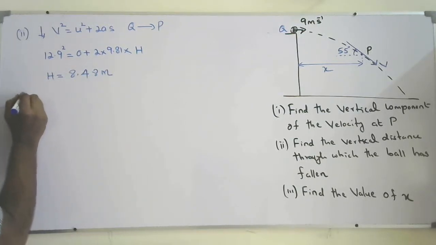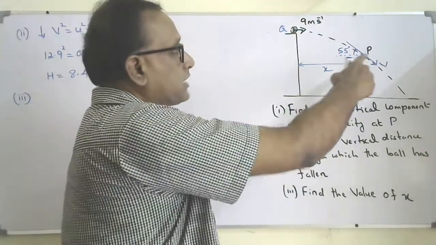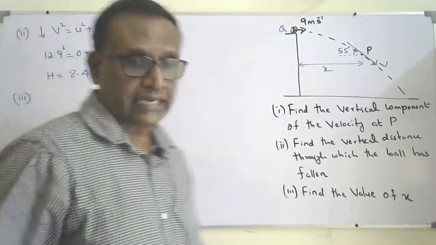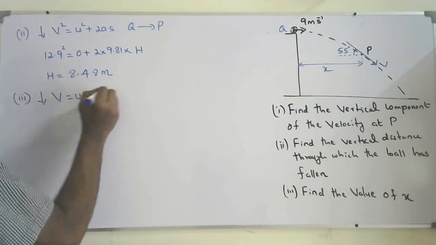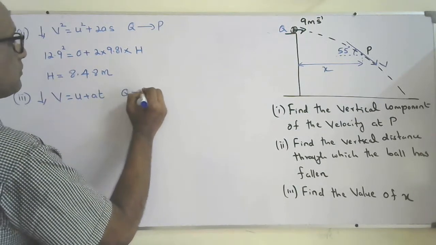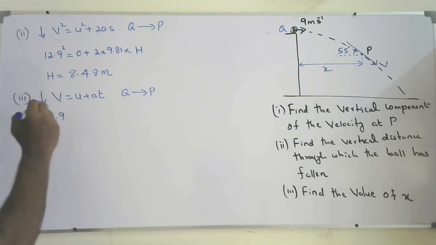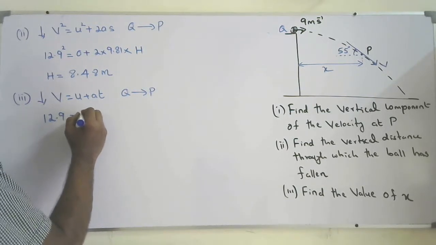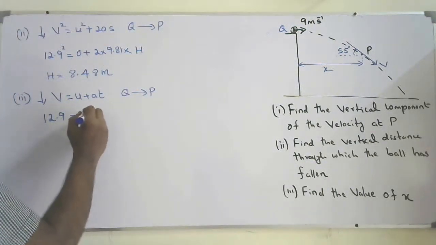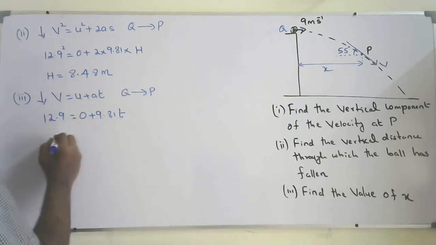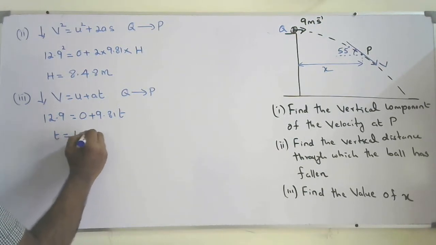Third part, find the value of x. For that I need time, because the horizontal velocity remains unchanged. So vertically use v equals u plus at for the motion from Q to P. The vertical component of velocity at P, we know that is 12.9. So 12.9 equals the initial velocity in the vertical direction, 0, because it was projected in the horizontal direction, so 0 plus 9.81 into t. Find the time: 12.9 divided by 9.81, it will be 1.31 seconds.